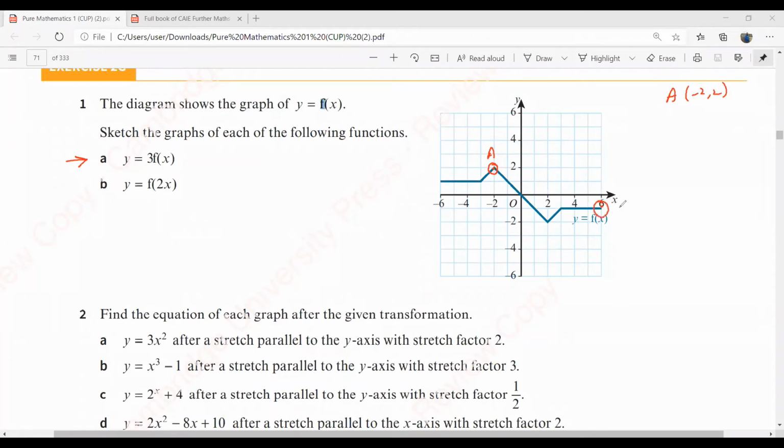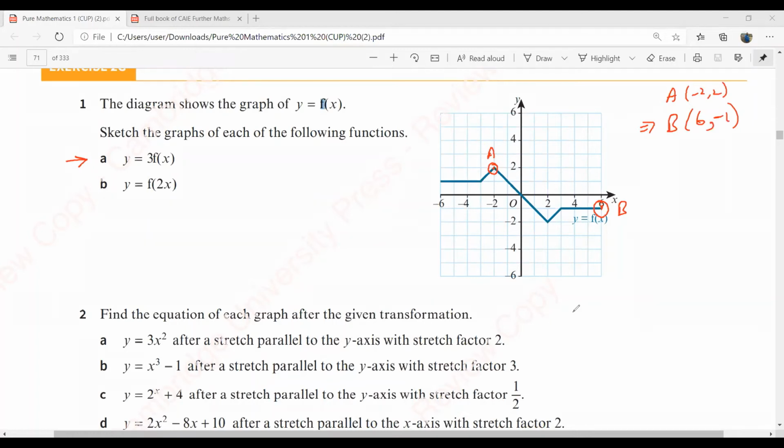Now, Alishba, beta, look at this point B. The point B has the coordinates (6, -1). What would be the image if you do y equals 3f(x) with this? Quickly, you have to tell us quickly. What will be the image of point B if you do that 3f(x)? (6, -3). Very good, absolutely right. This is (6, -3).